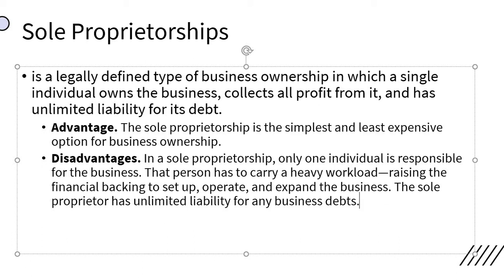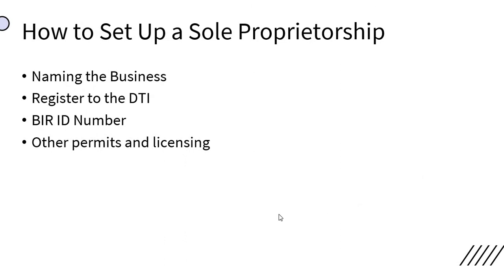But there are several ways to set up a sole proprietorship just in case you consider having one. Those ideas of yours, the products you want to put up someday. So, if you're a sole proprietor, just you alone, these are the procedures: naming the business, right? Registering the business with the DTI, getting the BIR numbers, and other permits and licenses for you to have and operate a legal business, okay?